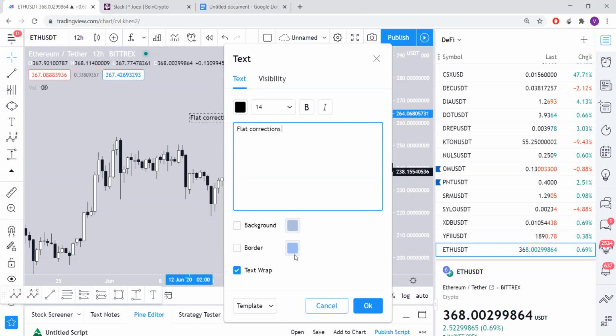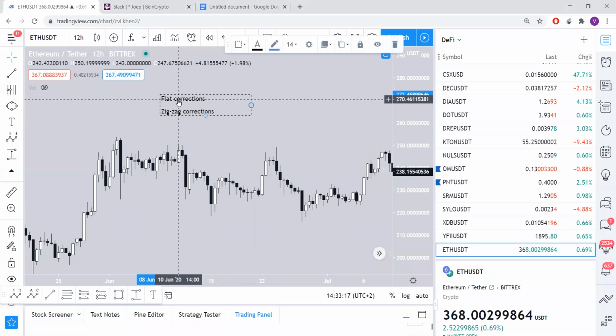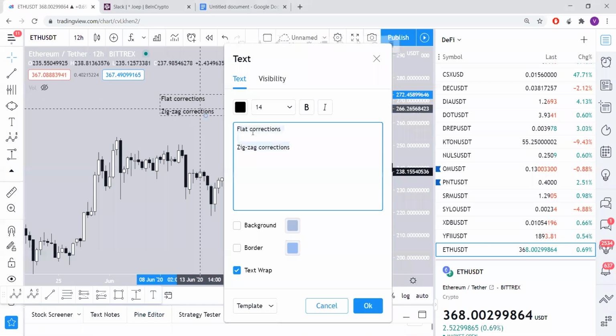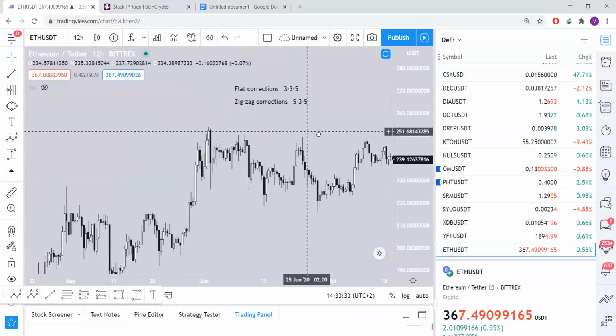Flat corrections, zigzag corrections. Now, the main difference is the wave count, specifically the count in the first portion of the wave count. So flat corrections have a 3-3-5 count, zigzags have a 5-3-5 count. So the only difference is this 5 and this 3, right?